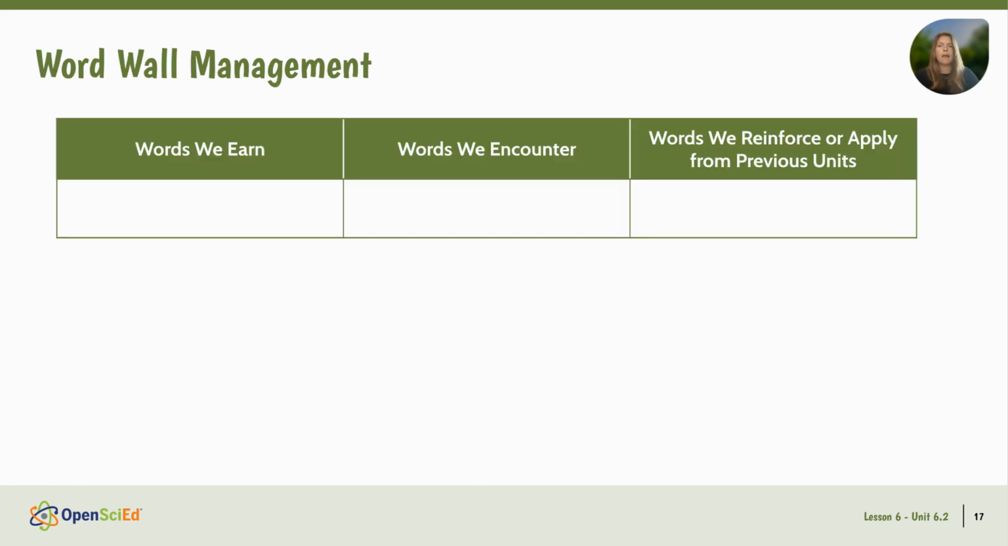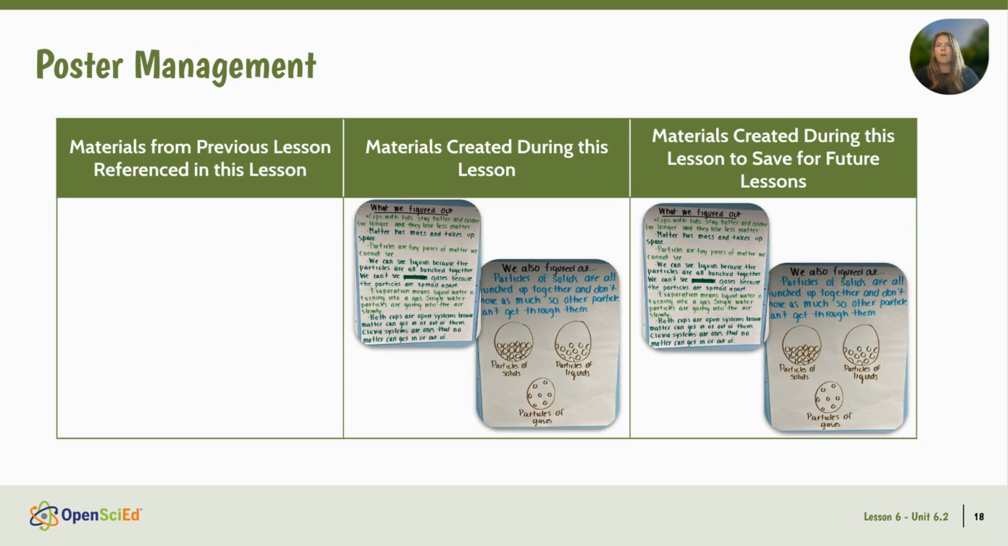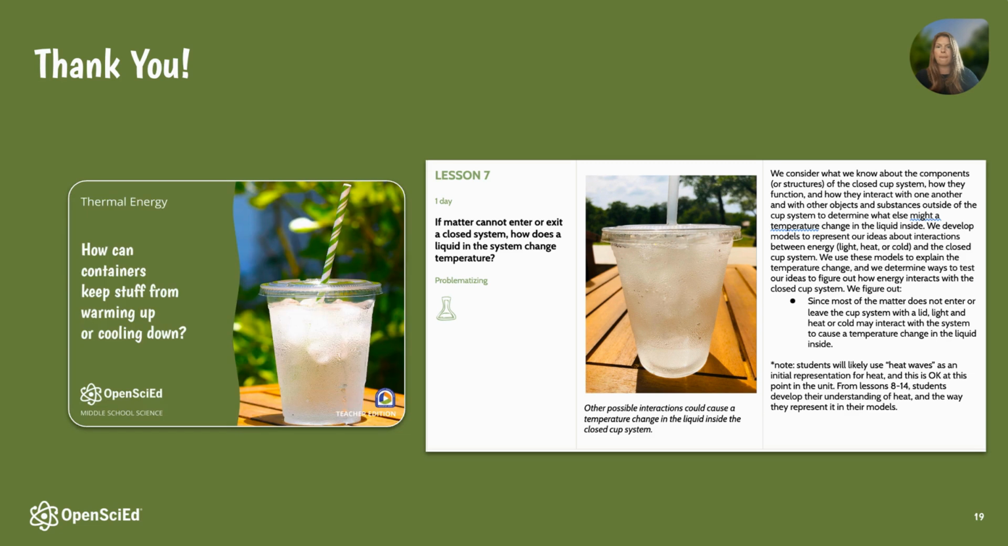We do not add any words to our word wall in this lesson. The posters we create are those two that I showed you in our science circle. They go on the wall and they're used throughout the remainder of this unit. And that's the end of this lesson. It's the end of this lesson set. From here, we move on to the next lesson set.